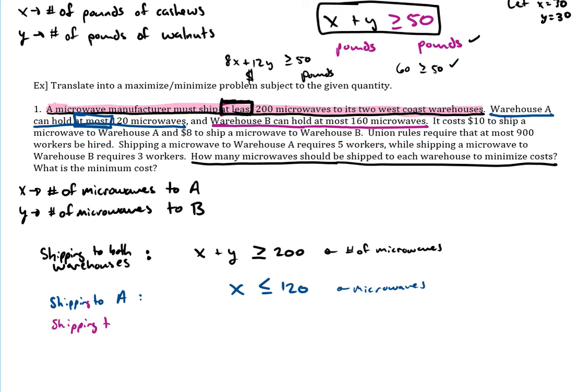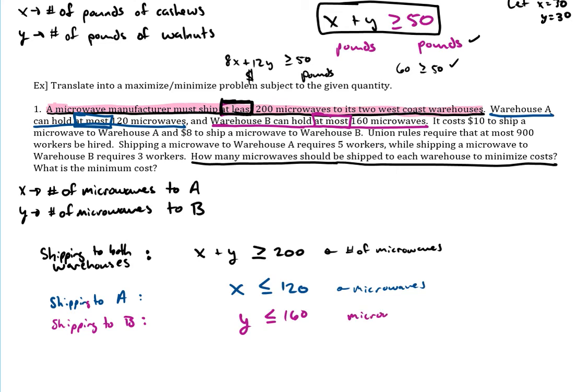Okay, so shipping to B is that second line underlined in purple. It said warehouse B can hold at most 160 microwaves. At most is the less than or equal to, and the number is 160. So let me box the "at most" on there. At most 160. And warehouse B is talking about our Y variable, based on our designation from the beginning.